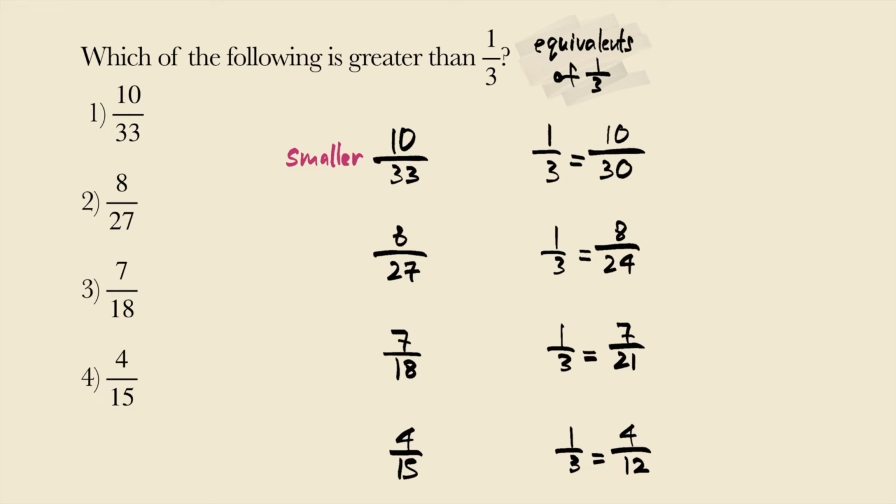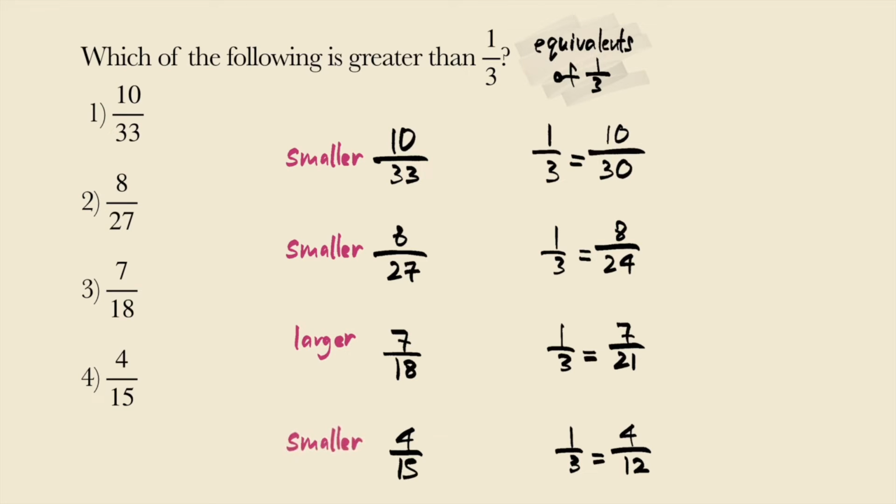Next, okay, numerators are both 8. That's fine. Look at this. This is larger. So this is a smaller fraction than 1/3. Now look at the next fraction. The denominator is smaller. So this is the larger fraction, which means this is the answer we are looking for.